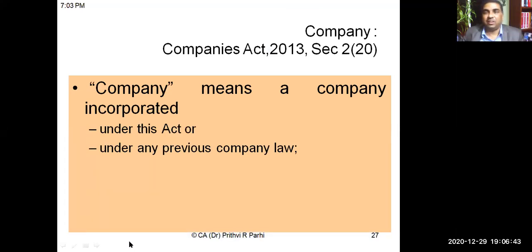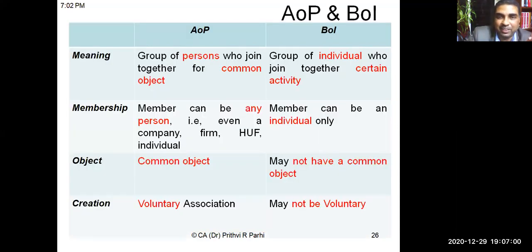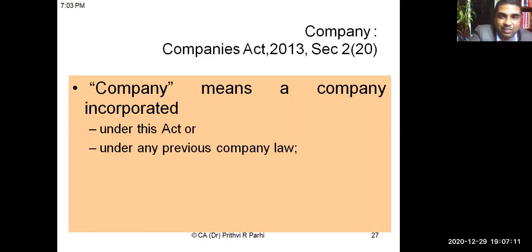Now, next we'll be learning about the definition of company. Since this definition of company is very close to your professional course, many times when I ask you to define company, many of you might know. Can anyone tell me the definition of company? Any company registered under this act or any previous companies act. Company means a company incorporated under this act or under any previous company law. So this is the basic definition. All of us know it.